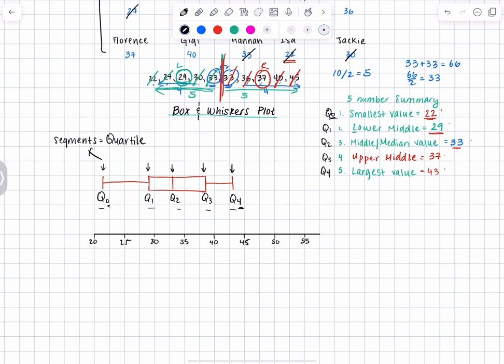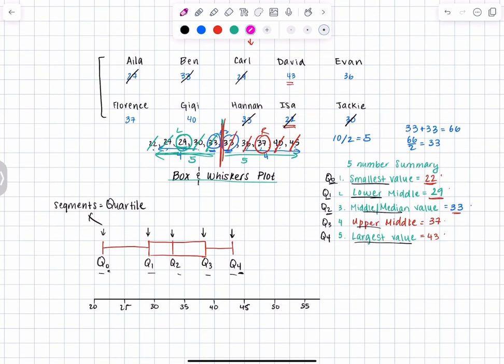So Q0 is always going to be the smallest value. Q1 is always going to be the lower middle. Q2 the median. Q3 the upper. And Q4 always the largest value. Now, there's a slight twist to having the smallest value or the largest value.